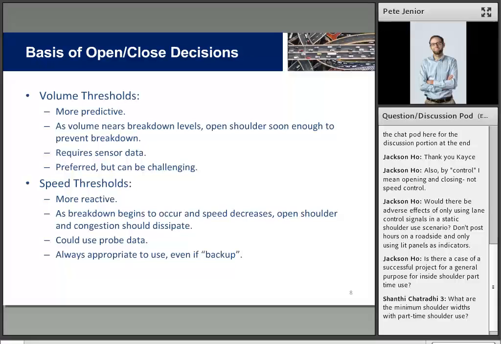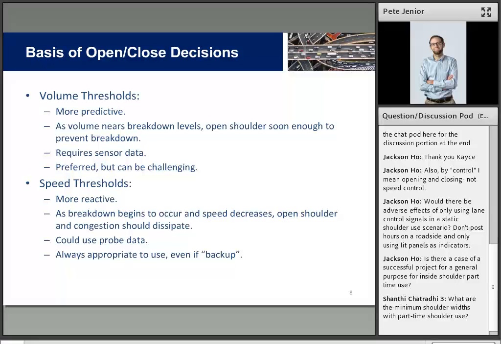Speed thresholds are more reactive. Generally, you start to observe the onset of congestion and then open the shoulder. Whether or not you have enough time to do that before breakdown occurs really gets into the specifics of traffic flow on your facility, how fast the volume is increasing, how long it takes you to open the shoulder, and what activities like that may need to take place.